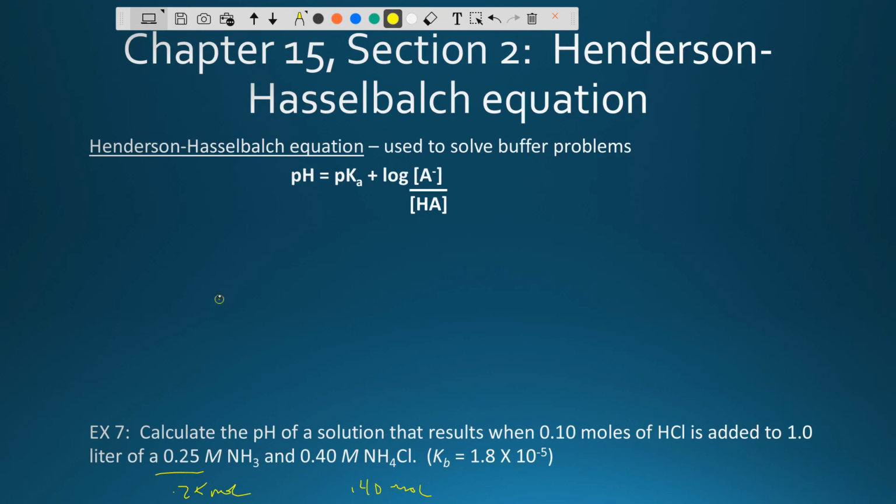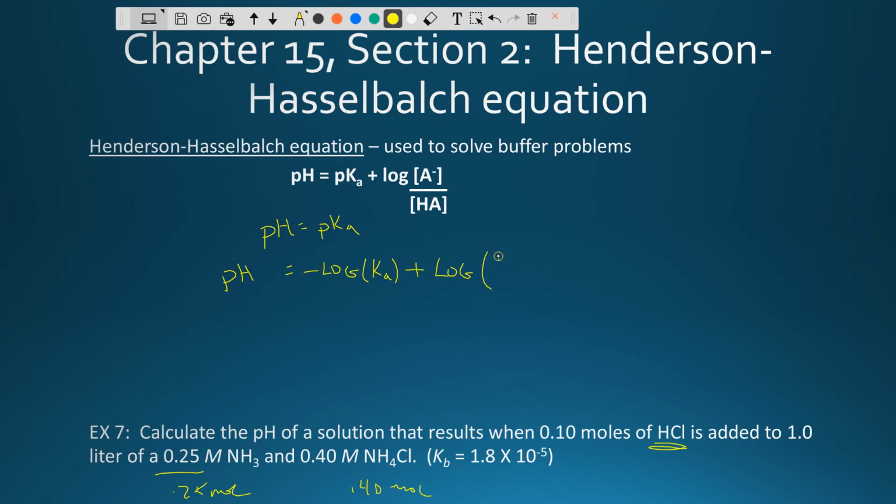Okay, using the Henderson-Hasselbalch, we'll go the pH equals the pKa. Remember, that is the negative log of the Ka, and we're going to add that to the log of my base. Well, now remember what's happening here. I'm adding an acid. That's going to eat up some of my base, isn't it? Okay, so who's my base in this? Well, my base is my ammonia, because that's going to be accepting in the hydrogen.